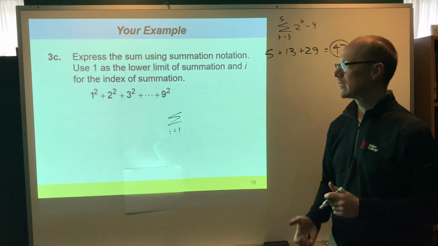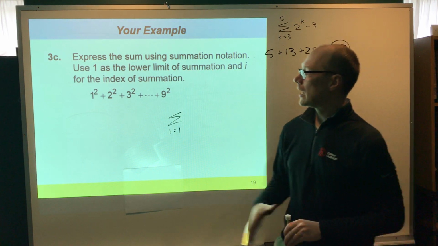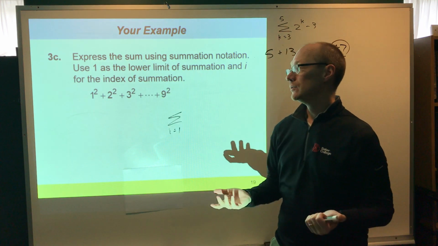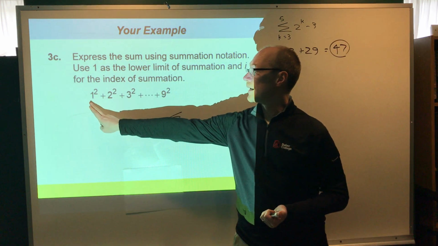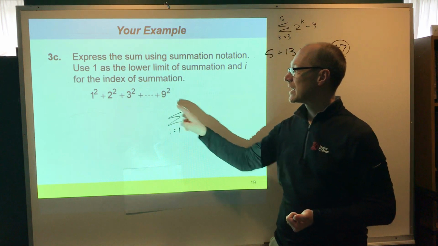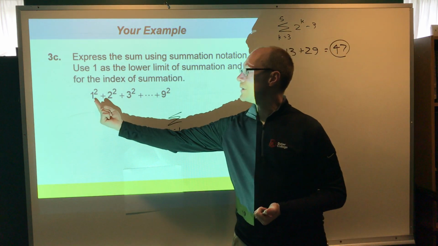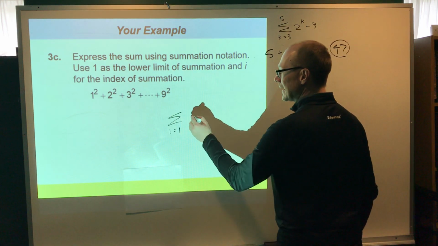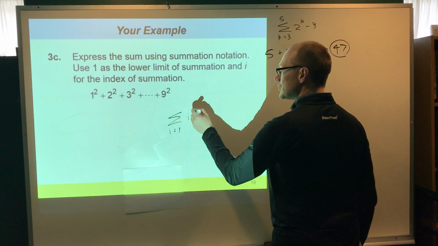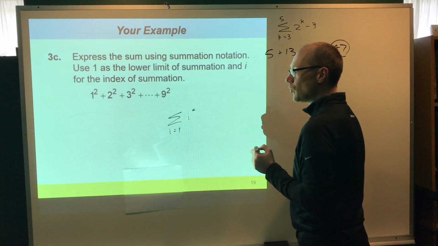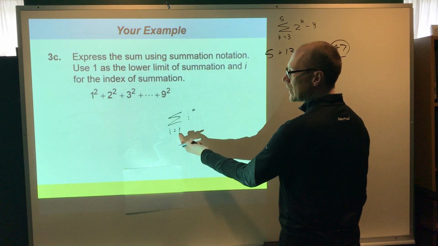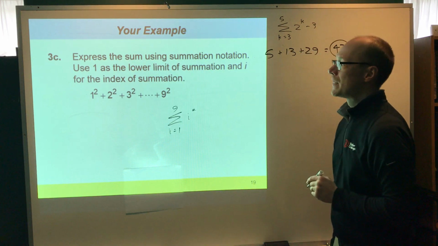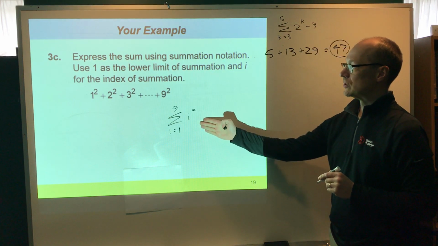So now let's take a look at our pattern. 1 squared plus 2 squared plus 3 squared. Well, it seems pretty straightforward that the square stays the same throughout. And this ends up going up by 1. So this must be my I squared. Now, when do I stop? I have 1 squared, 2 squared, 3, well, it looks like I stop at 9. So this ends up being my answer for this one.